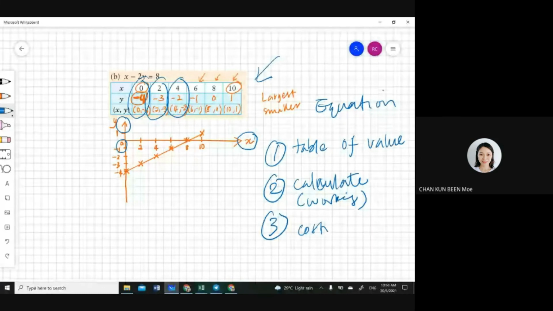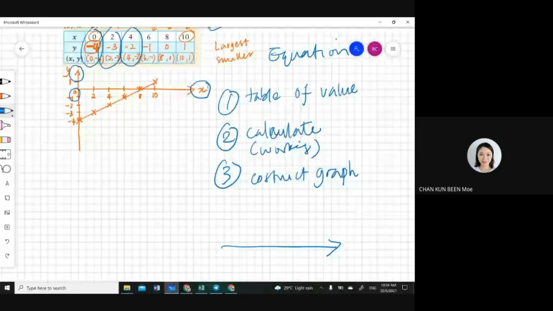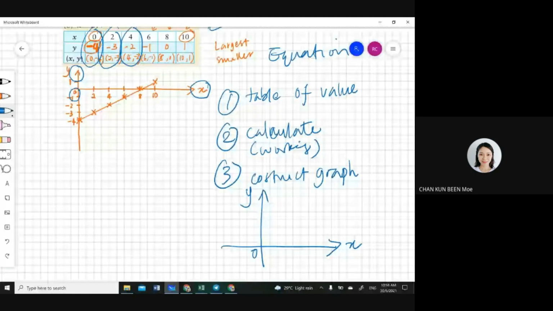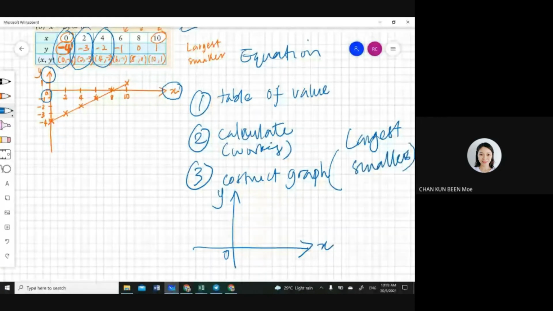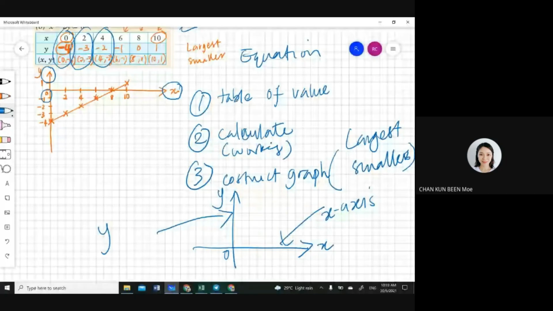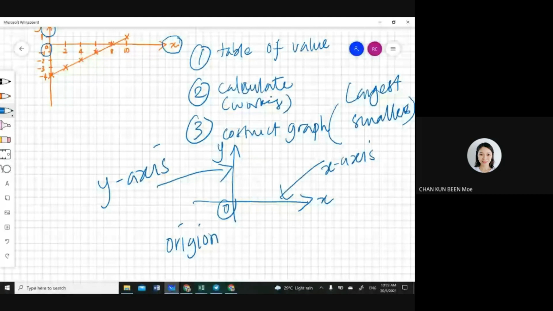Construct graph. And when you construct the graph, make sure you have your x-axis drawn pointing to the right, y-axis drawn pointing to the top, like this. Okay, with the origin, then you plot all of it. And when you are doing the construction, make sure you find the largest and the smallest value for each of the axes. So this line here is the x-axis. This line here is the y-axis. And then this is the origin. Okay? Origin. I spelled it wrongly. Sorry. Origin. Okay. Any question? No. No, madam.